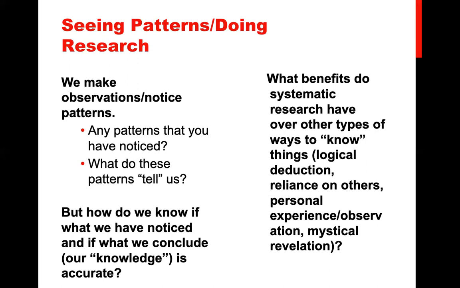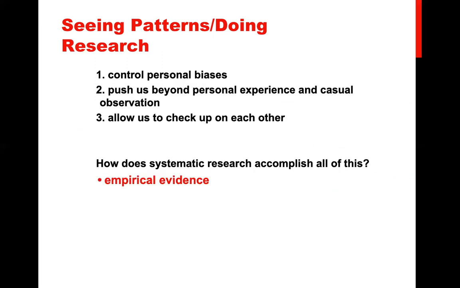So when you think about all the ways of knowing something, systematic research is considered to be the gold standard. And why do we consider systematic research to be the best way of knowing something? That's because if you are engaging in systematic research, it's supposed to control for personal biases. I'm going to introduce the concept of biases and talk a little bit more about it at the end of this lecture.